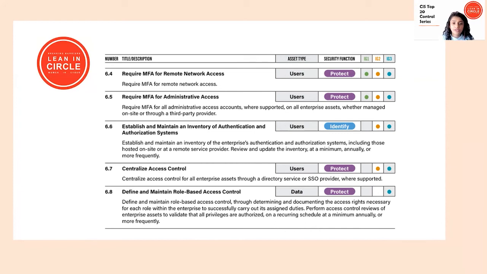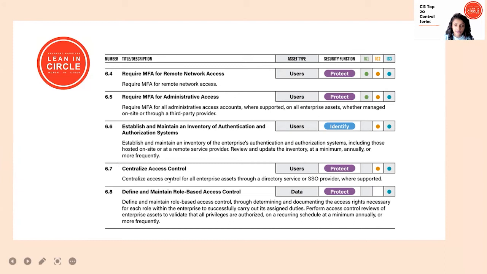Establish and maintain inventory of authentication and authorization systems. So what do you mean by that? Like it's saying that, including those hosted on-site or at the remote service provider, review and update the inventory at minimum annually or more frequently. For example, you have all the details of that authentication and authorization. So you should update your inventory annually, or you can do it monthly as well. It's up to you, but yeah.